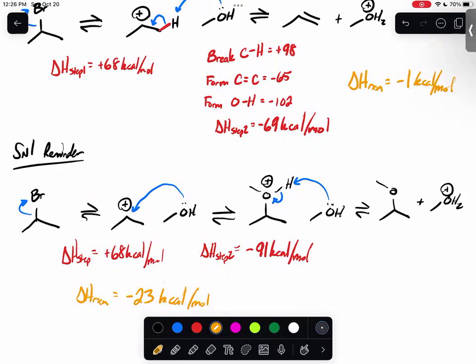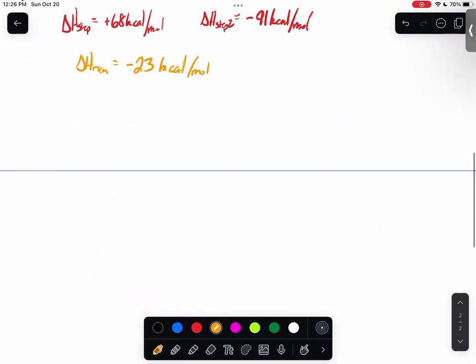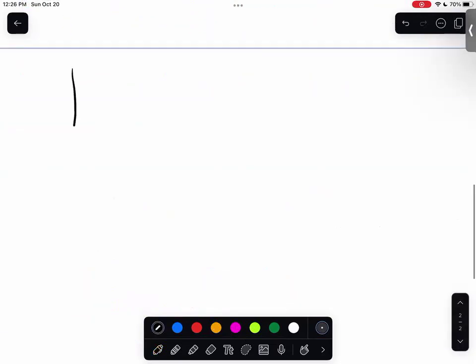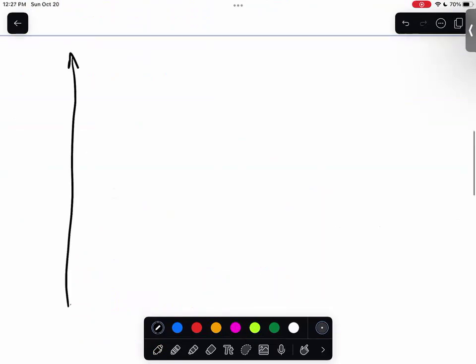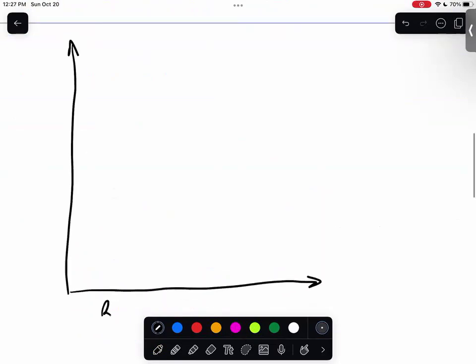Well, let's take a look in terms of an energy diagram, right? Looking at an energy diagram of these two reactions, let's do blue being SN1 and red being E1.